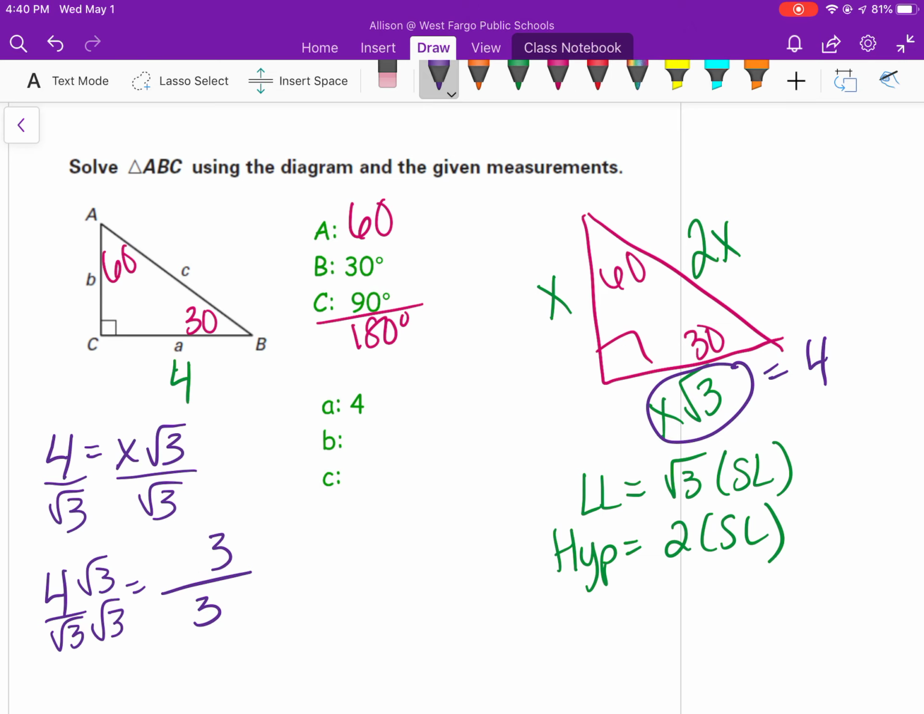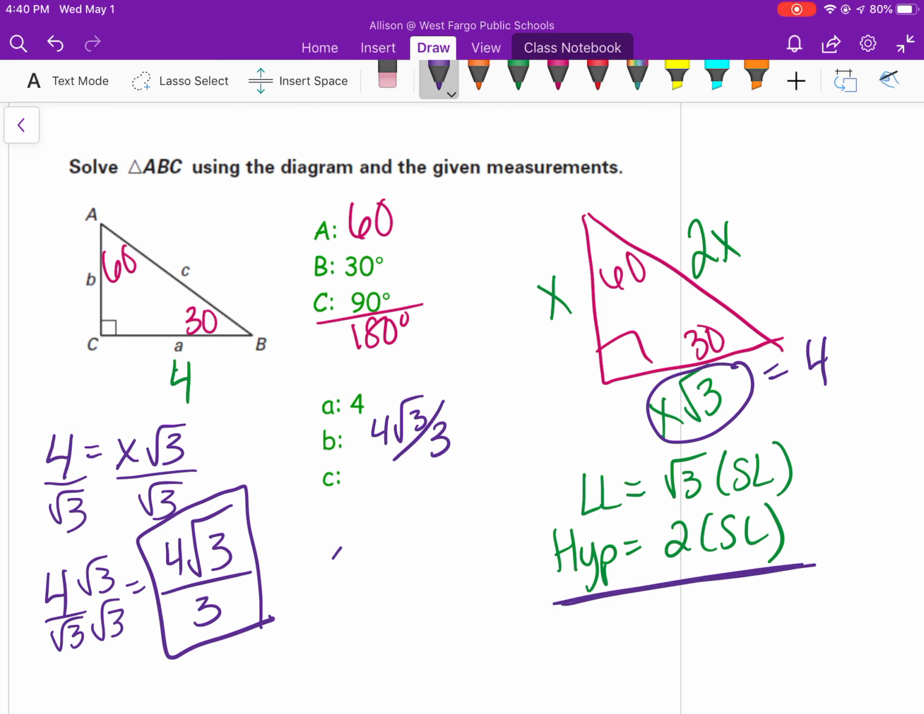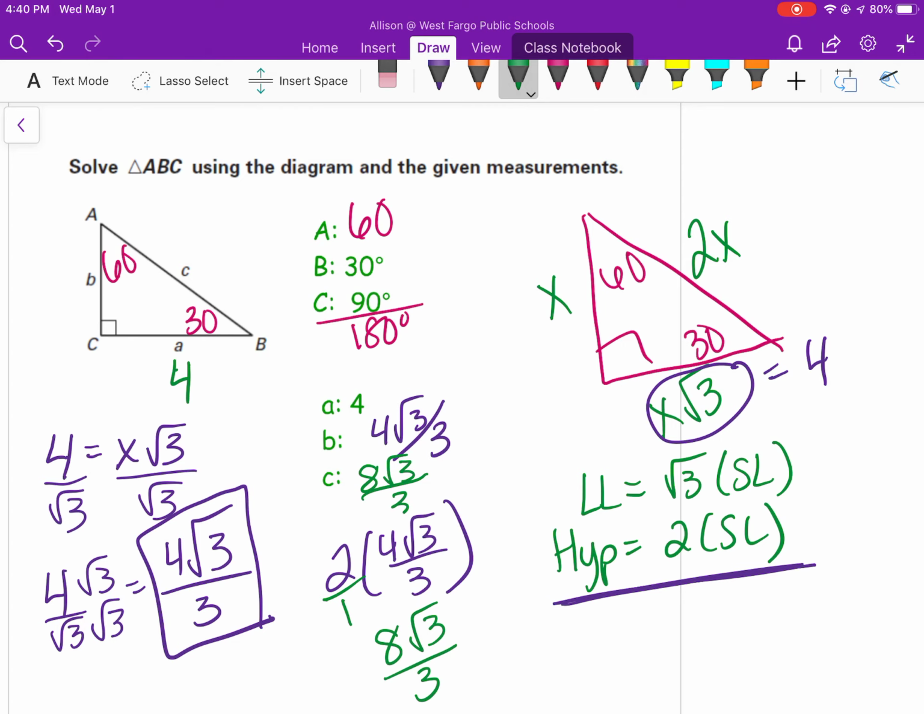That's a funky looking 4. 4 square roots of 3 over 3. So that would be my short leg. And then the hypotenuse is 2 times that short leg. So then I just take 2 times 4 square roots of 3 over 3. And just remember that 2 is a whole number, so when you're multiplying it by a fraction, you put it over 1. So then you multiply just the 2 on top. So 2 times 4 is going to be 8 square roots of 3. And 1 times 3 is 3. So C is going to be 8 square roots of 3 all over 3. So those would be my 2 sides.